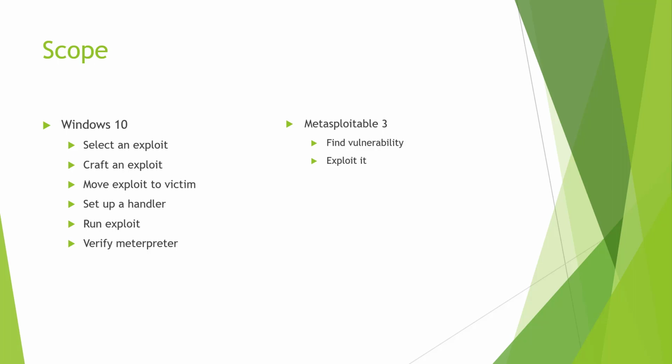So the big differences here is Windows 10, we're crafting our own executable, and then we're moving it to our victim and getting the victim to run it. With Metasploitable 3, we are going to scan our victim and we're going to exploit a vulnerability that is already there. So again, first portion is crafting our own exploit. Second one is exploiting one that's already there.